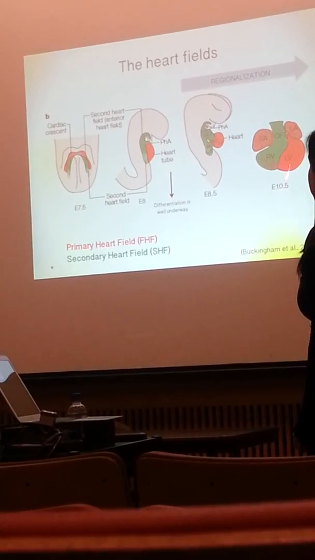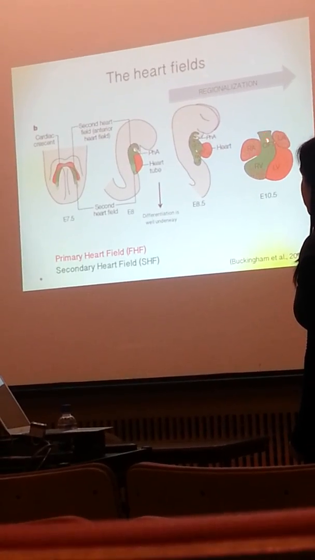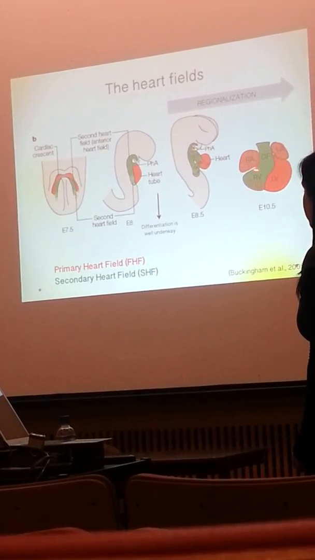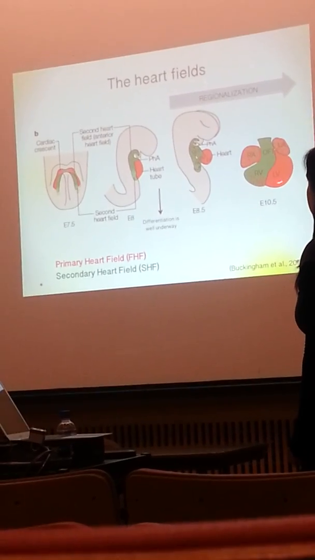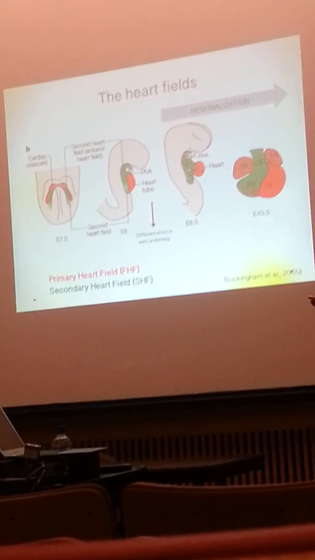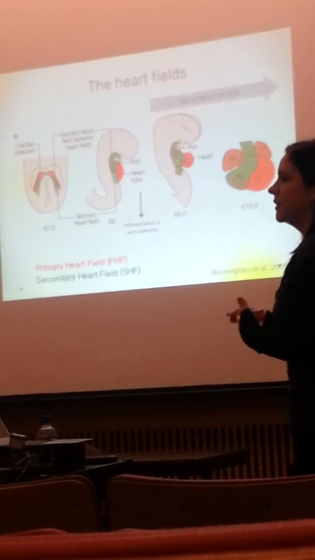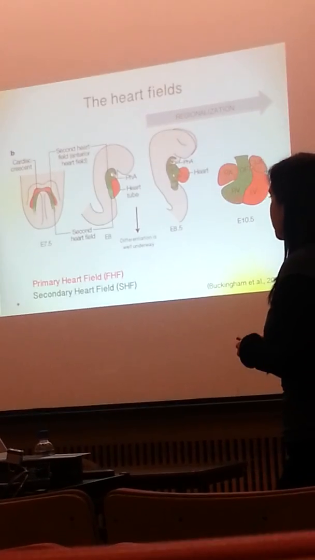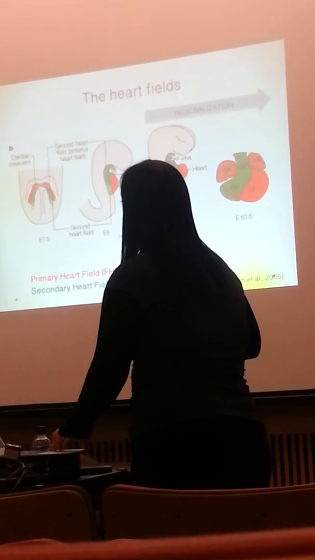So finally, at 10.5 of development, you can see already that the secondary heart field gave rise to the outflow tract and the right ventricle, and the primary heart field made the atria and the left ventricle. The first heart field as well is involved in the endocardial lineage, the origin of the endocardial lineage that will form the valves and the coronary vasculature as well.